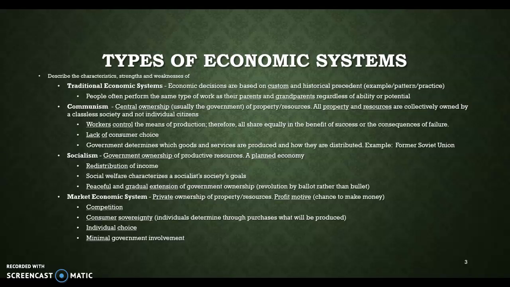Communism, this means central ownership, which is mainly by the government. They are the ones that control the property and the resources. All property and resources are collectively owned by a classless society and not individual societies. So the workers control the means of production, but there is still a lack of consumer choice, and the government determines which goods and services are produced and how they are distributed. So again, this is the former Soviet Union.